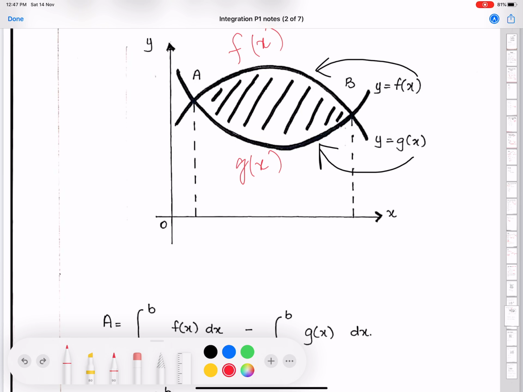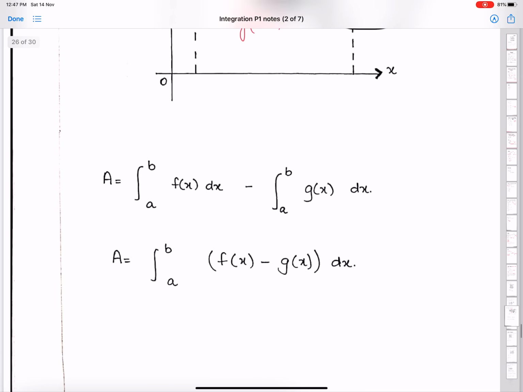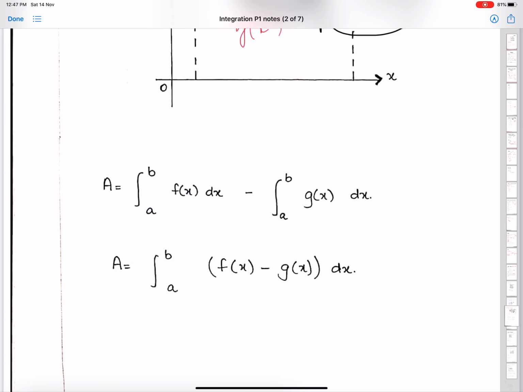Always do like this: upper curve, or the curve which will give you the larger area. The upper curve will always give you the larger area. This is the upper curve and this is the lower curve. You can take common, you can write f of x minus g of x like this as well.